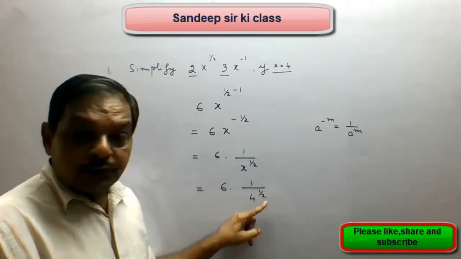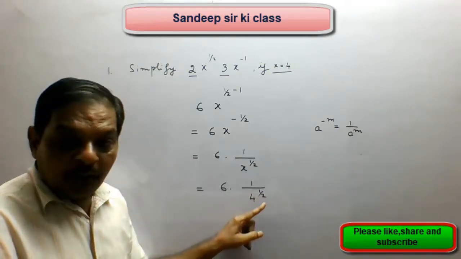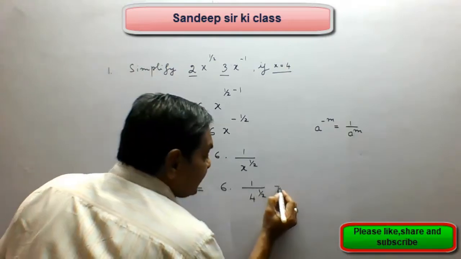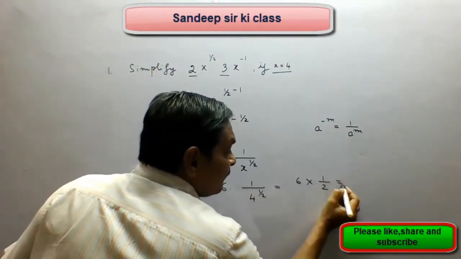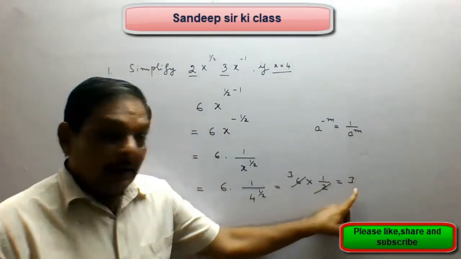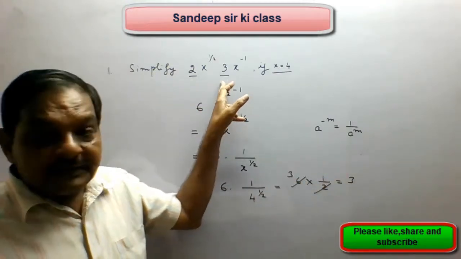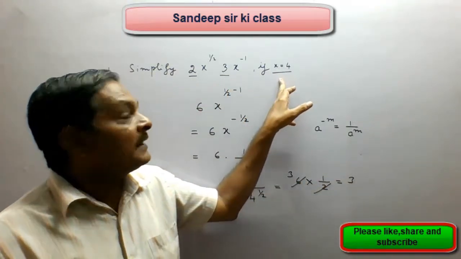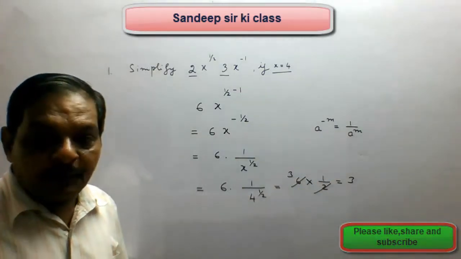Now 4 raised to the power 1 upon 2 means under root of 4, and under root of 4 we know is 2. So this is 6 into 1 upon 2, which is 2 cancels this 6 3 times. So the answer we get is 3. The simplified value of this expression at x equal to 4 is 3. Now we will see the next problem.